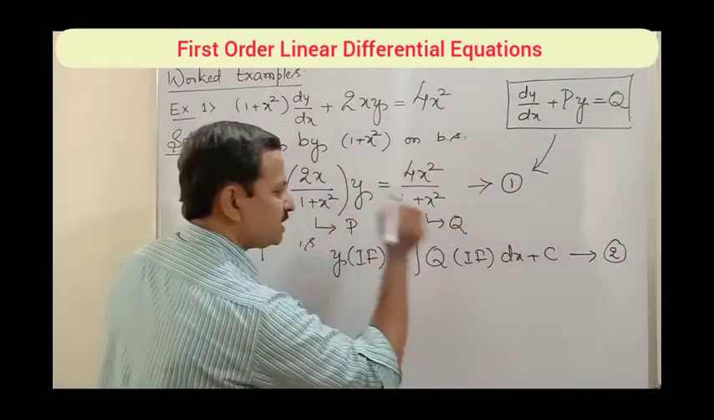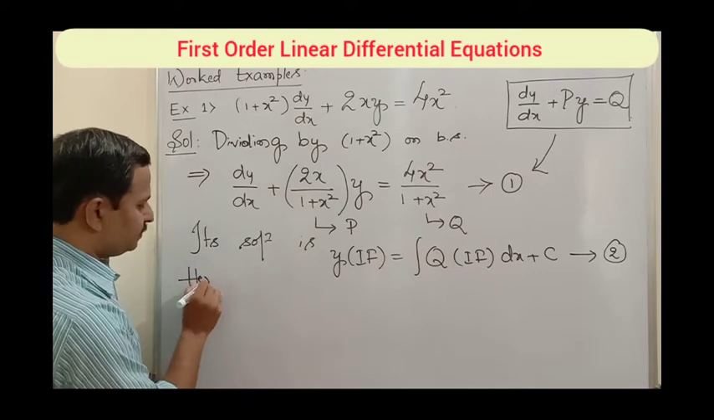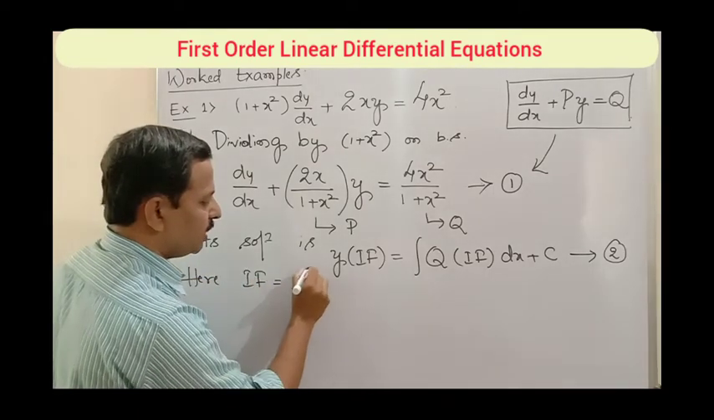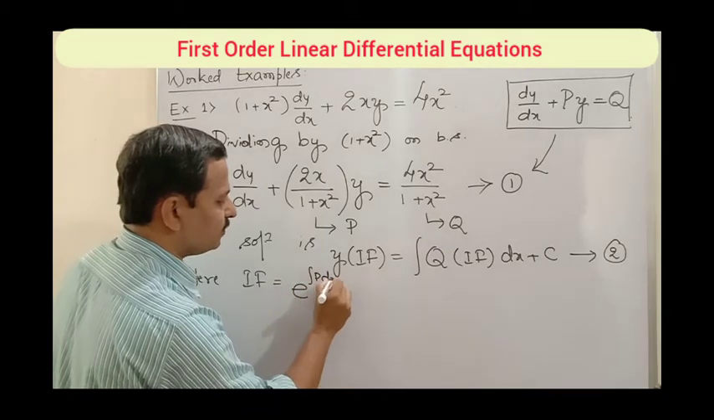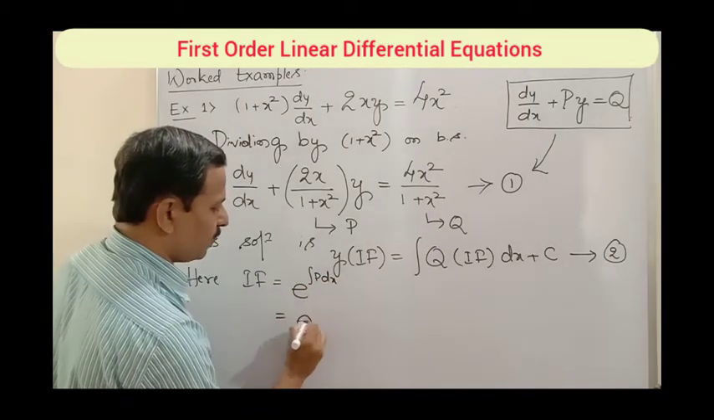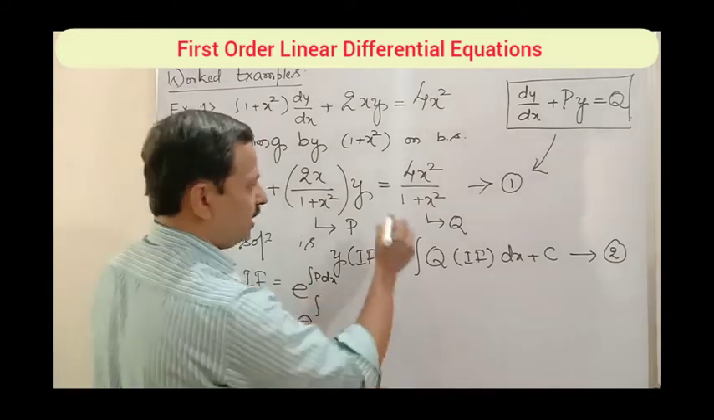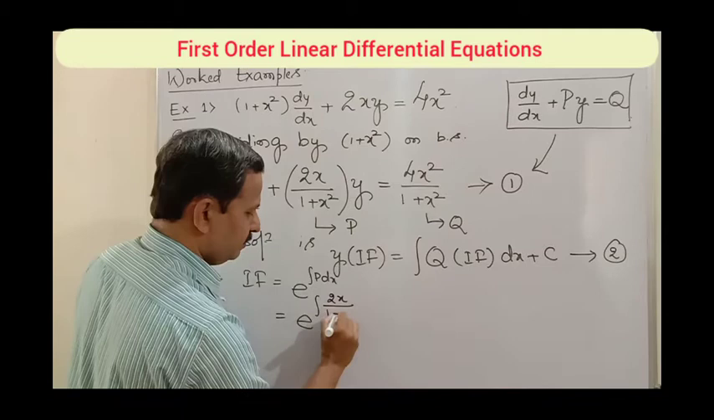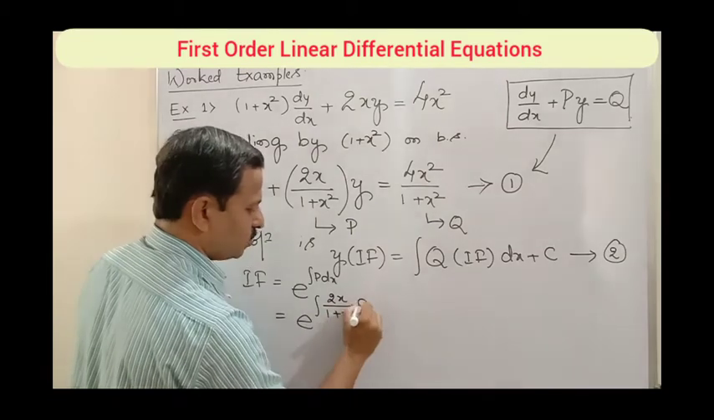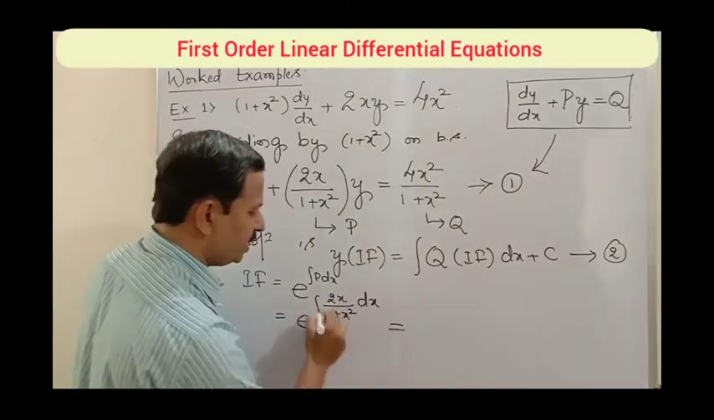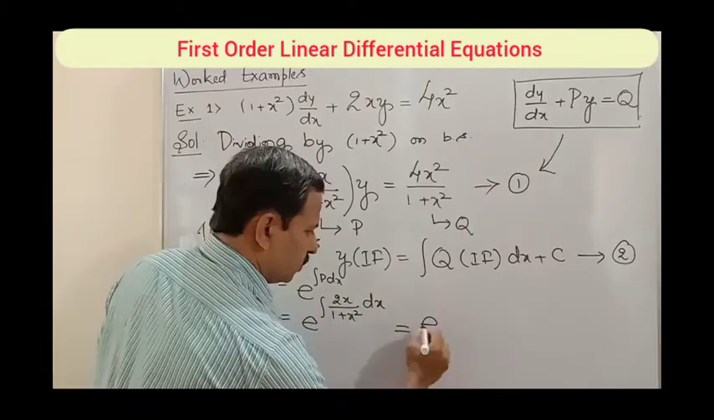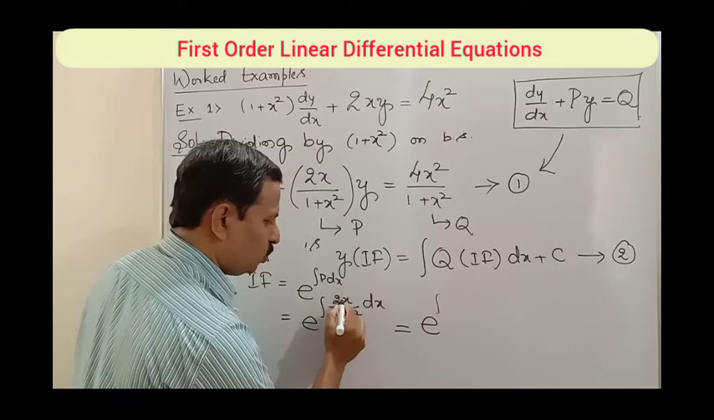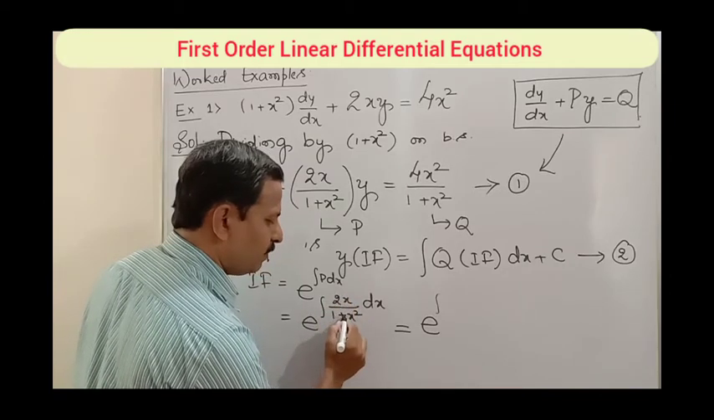Now let us find out what the IF is. Here the integrating factor is equal to e to the power integration of P dx. So that is equal to e to the power integration of, what is P? P here is this thing, that is 2x divided by 1 plus x square into dx. Now let us integrate this particular thing. E to the power integration of, what is the integration of 2x dx by 1 plus x square?